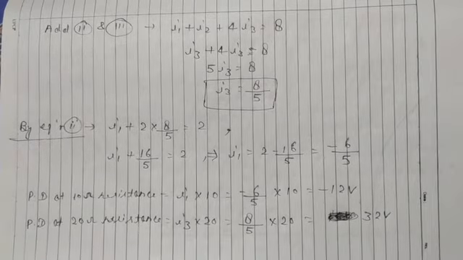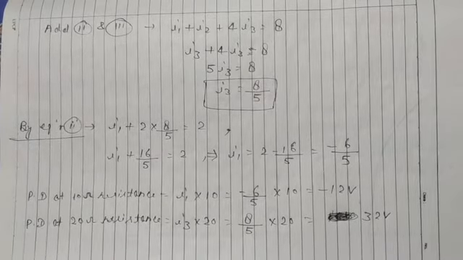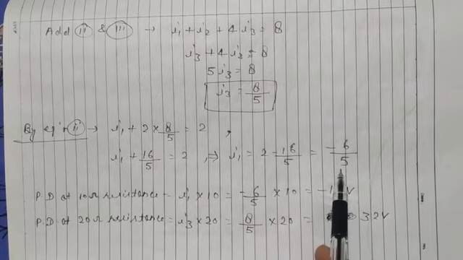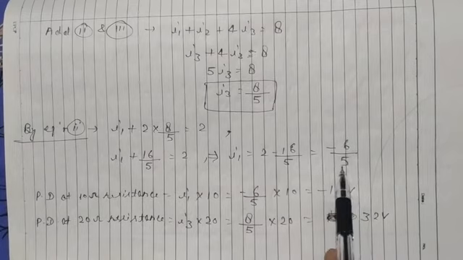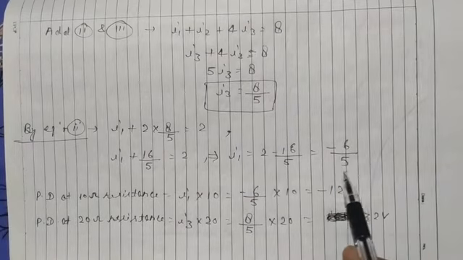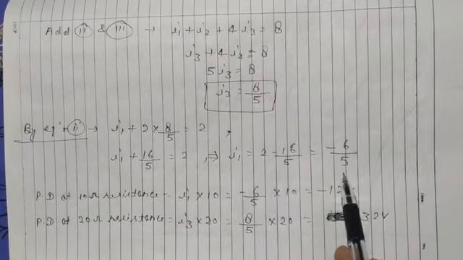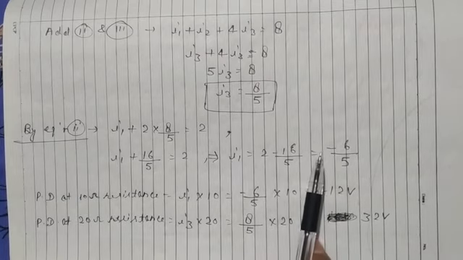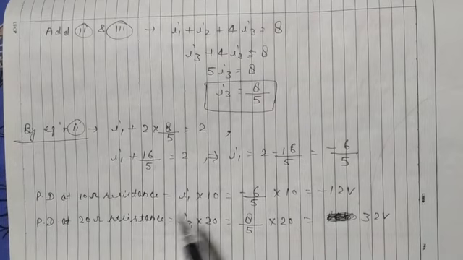We can find the potential difference also. In this case, I1 is equal to minus 6 upon 5. The current is 6 upon 5 ampere, and this negative sign indicates that in the CD branch the current is going from D to C, opposite to the assumed direction of current. So this is how we apply Kirchhoff's law.